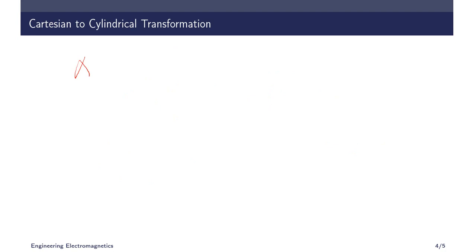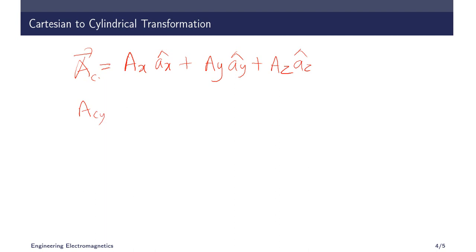So how it will be? A Cartesian vector A is given by the x component of A, represented as Ax, with the unit vector along that direction Ax cap, plus the y component Ay, so Ay cap, plus the z component Az, so Az cap. So what I want, I have to convert. This is in Cartesian. So I want this one in cylindrical. So vector A in cylindrical form.